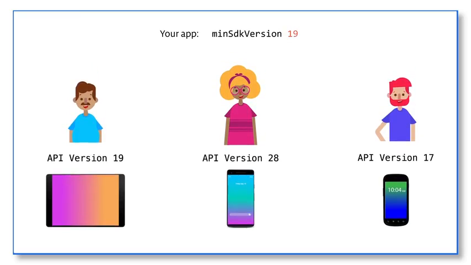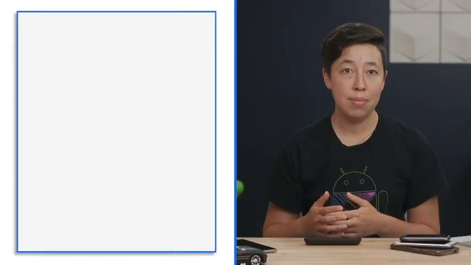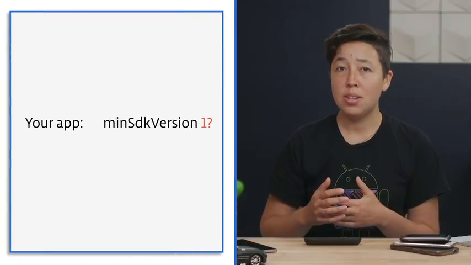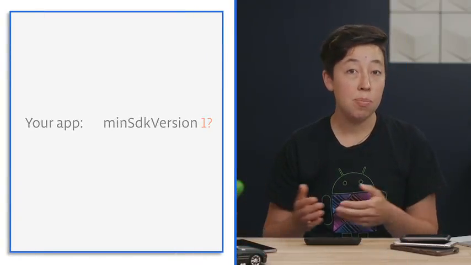Your minimum SDK determines who can actually use your app. If your minimum SDK is 19, like we've chosen, that means that anyone running API 18 or lower won't be able to install or run your app. So you might be wondering, why not just set everything to min SDK 1 and be done with it? Well, this right here is the Nexus One, and it runs Android Gingerbread, also known as API level 10, which at the time of its launch in 2011 was pretty state-of-the-art.